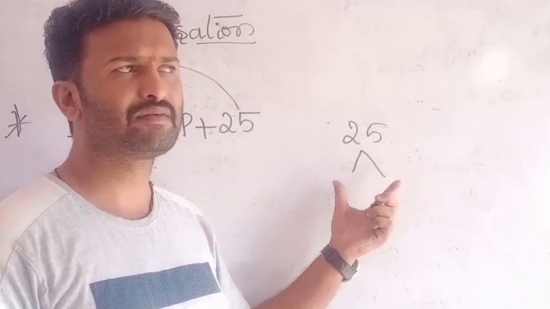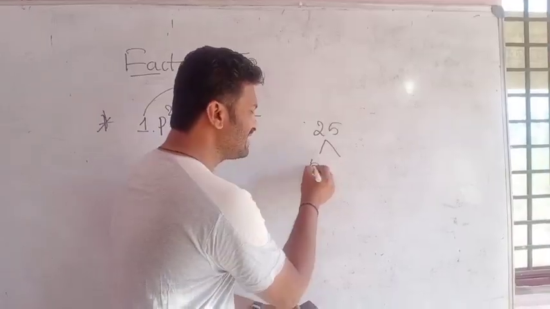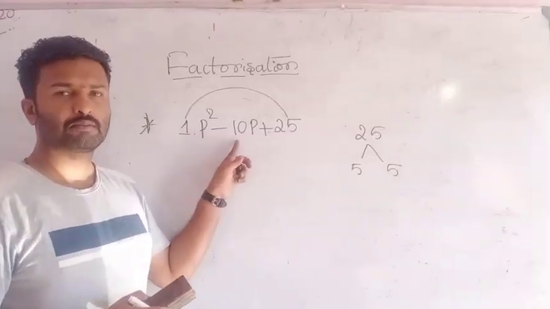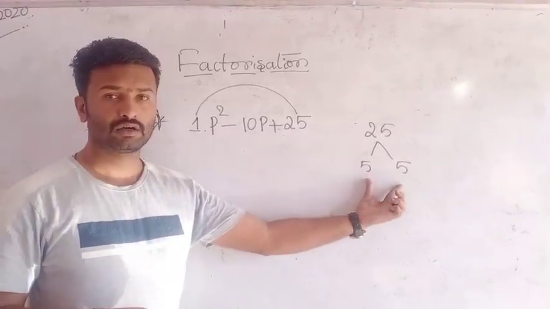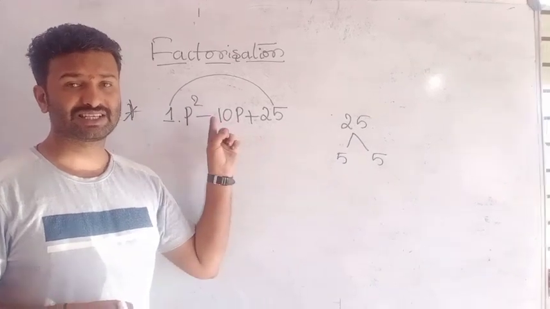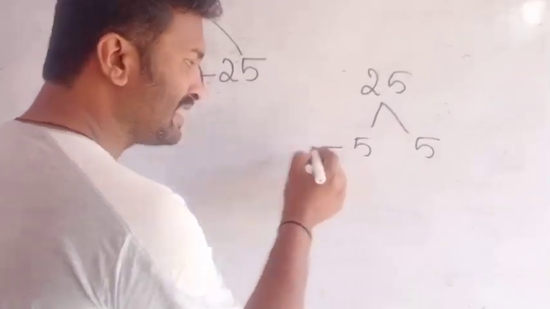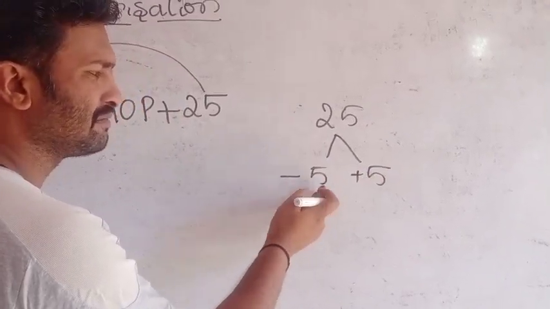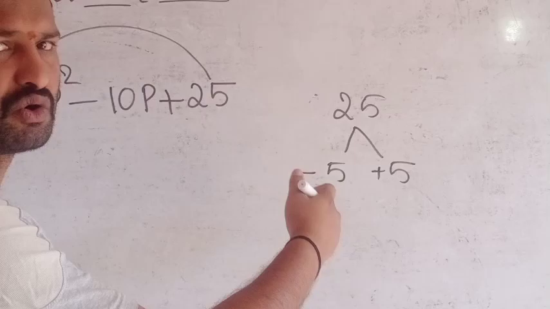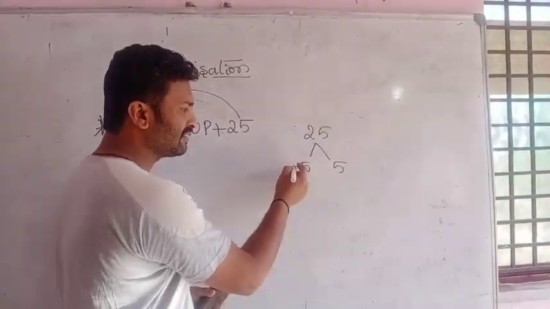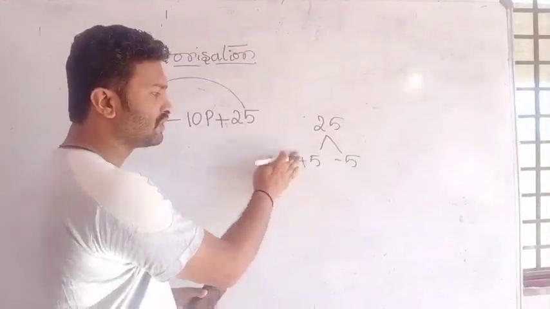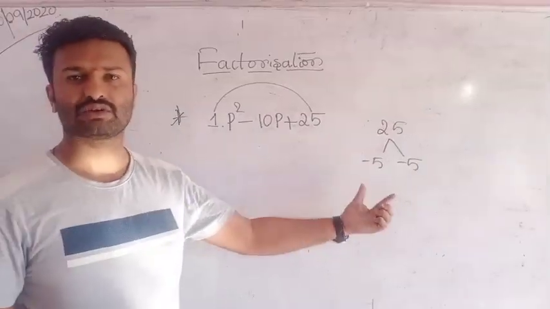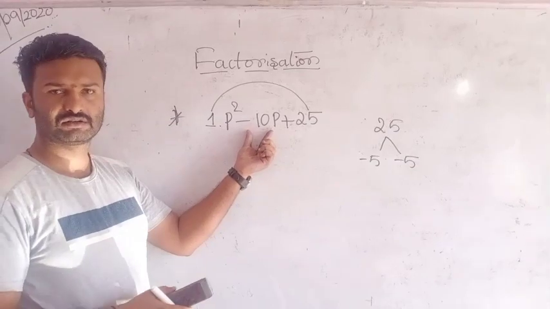Then 25, factors of 25 are 5 fives. Now I want minus 10 in the middle. Okay, adjust. Here minus is there, minus. Here plus, means minus 5 plus 5 becomes 0. Then here plus, here minus, again it becomes 0. Then what to do? Consider minus sign on both sides. It becomes minus 10 only. We got minus 10 here.